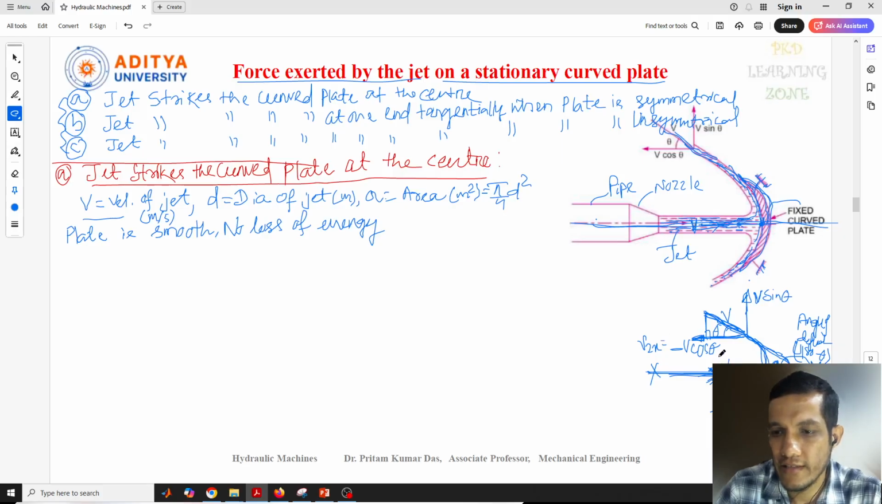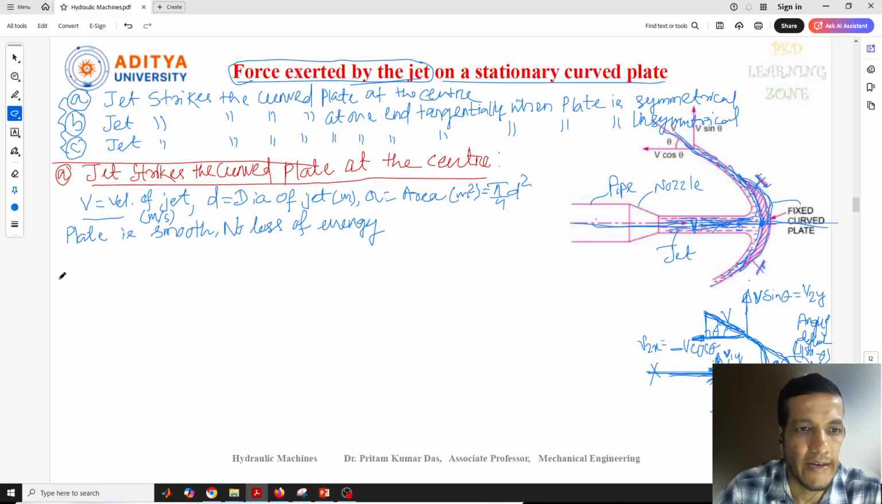Similarly, this is V1x as I have written here, in the x direction. In the y direction, this will be V1y, the velocity in the y direction, and here we can write V2y, the final velocity in the y direction. So now the component of velocity in the direction of x is minus V cos theta. Let's find out our main intention: we need to find the force exerted by the jet on the stationary curved plate.